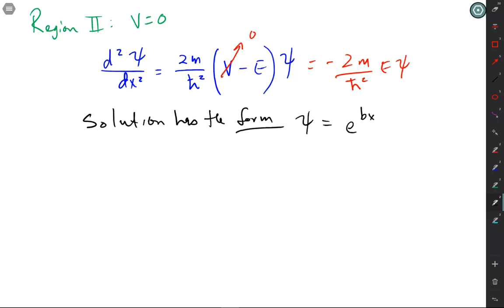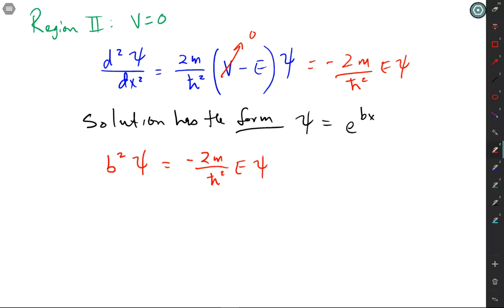So the first thing that I think we should do is take the second derivative. Yeah. So this is a hard derivative. What's the first derivative of psi? b e to the bx. Yeah, b psi. What's the second derivative of psi? b squared psi. So that part's easy. So let's put that in. So we have b squared psi is equal to minus 2m over h bar squared e psi.